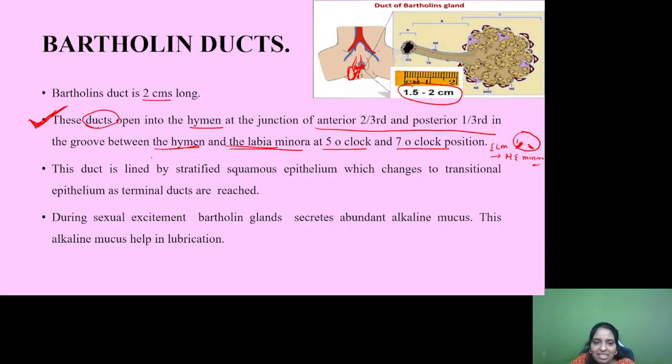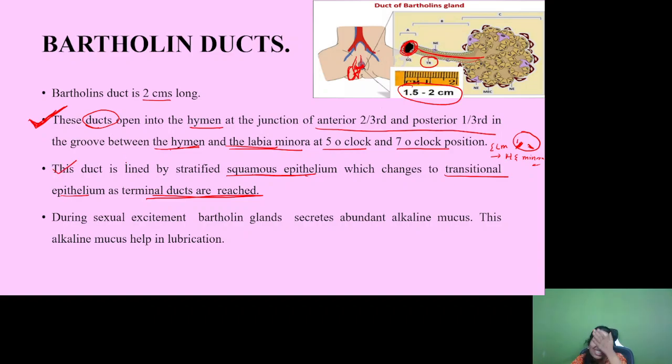And next, as I said, most of the reproductive organs are lined by squamous epithelium. See what happens here. Initially the duct is lined by squamous epithelium, but later on, when the ducts reach the gland, it is lined by transitional epithelium. Initially squamous epithelium, later on transitional epithelium. The duct is lined by squamous epithelium, which changes to transitional epithelium as the terminal ducts reach the gland. So this is also important.